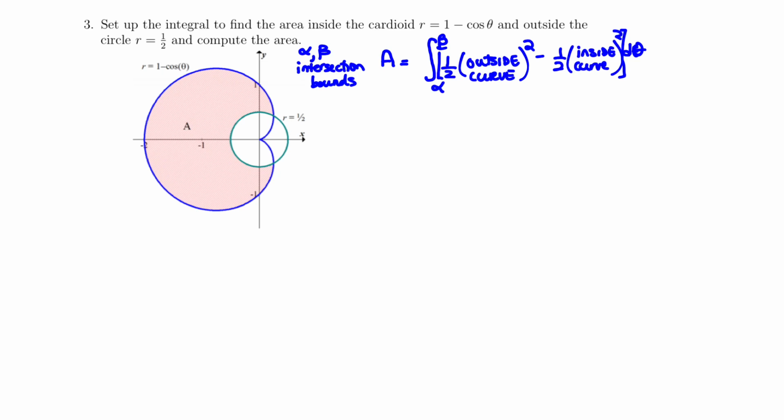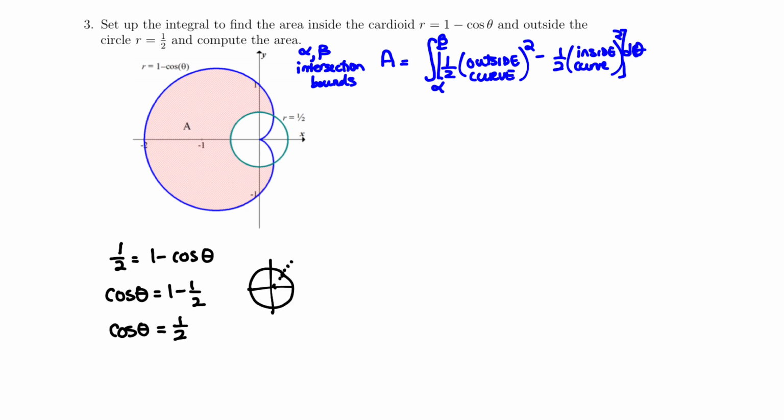I wandered and saw that to get your intersection points, you set your curves equal to each other. 1/2 equals 1 minus cosine theta. And so you got the cosine of theta is 1 minus 1/2. So you found the places where the cosine of theta is a half. If you look at your unit circle, cosine theta is a half at two places, pi over 3 and 5 pi over 3.